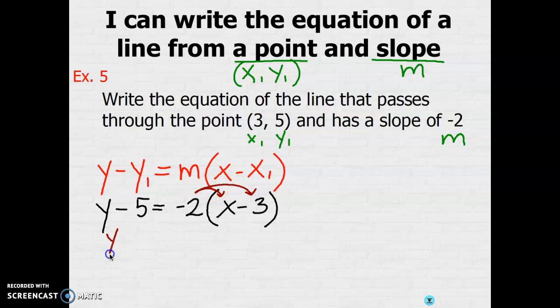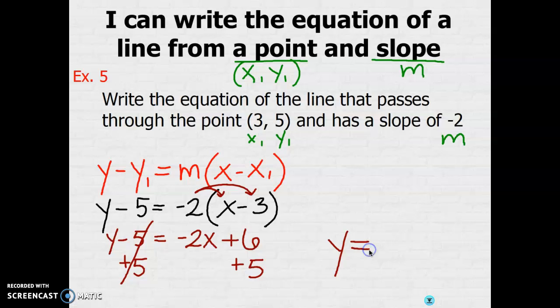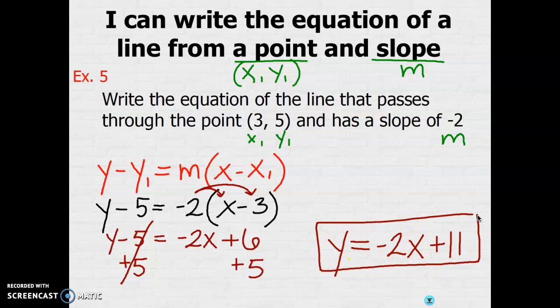So I need to distribute the -2, so that becomes -2x plus 6, because I took a negative times a negative. And then I want to get y equals. So instead of the -5, I'm going to plus 5 to move it to the other side. So now I have y equals mx plus b, which is -2x plus 11 for this example. So that's how we wrote the equation of a line if we had a point and a slope. Remember this important formula, write that down somewhere safe. I have a feeling you'll use it a lot today.